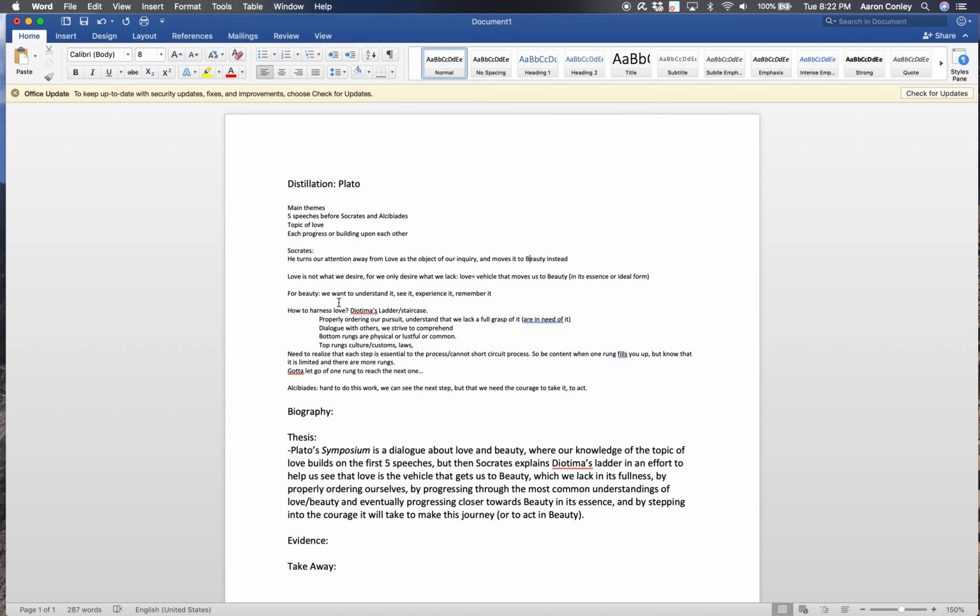How do we harness love to get us to beauty? Well, that's when Socrates really digs in and gives us Diotima's wisdom on the thing, and that is labeled or known as Diotima's ladder or staircase. So she explains to us at a couple of points that key to climbing or understanding this ladder is that we have to properly order our pursuit, or our souls, in this pursuit.